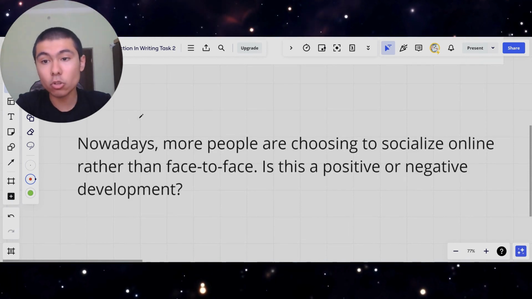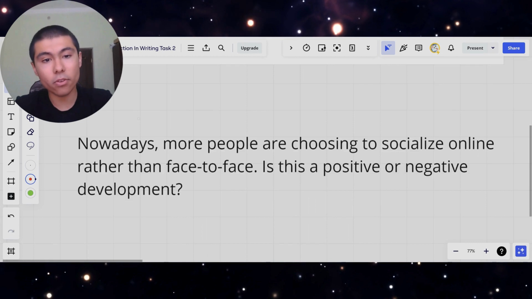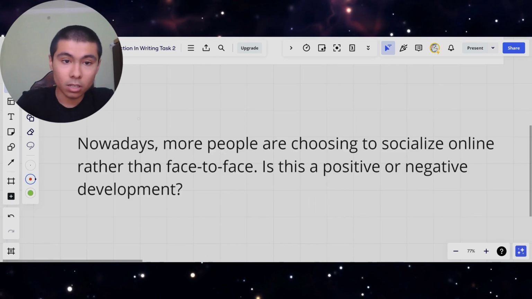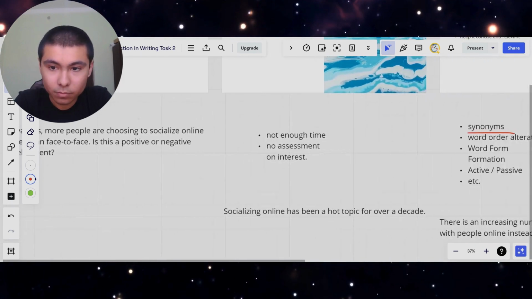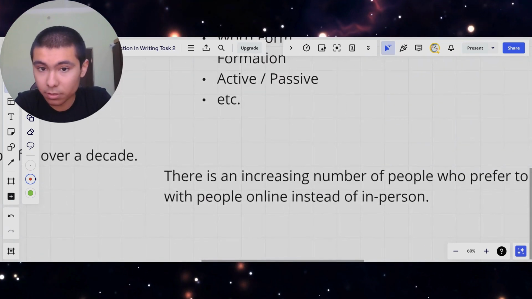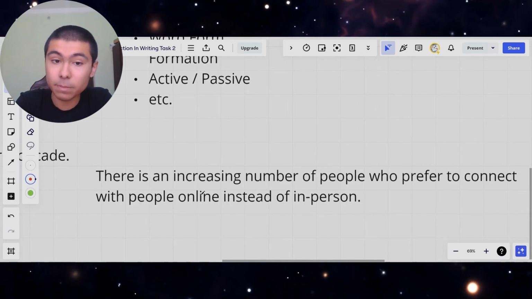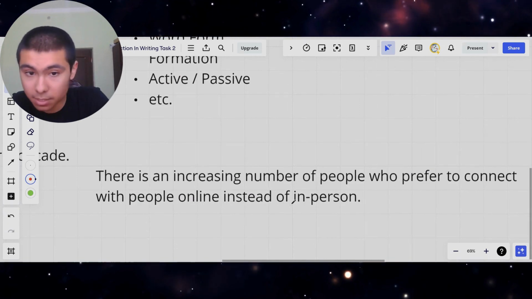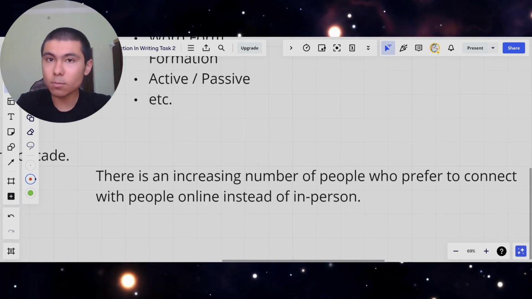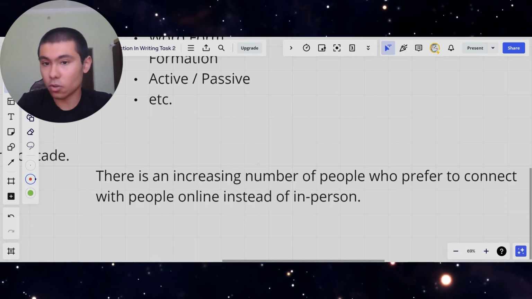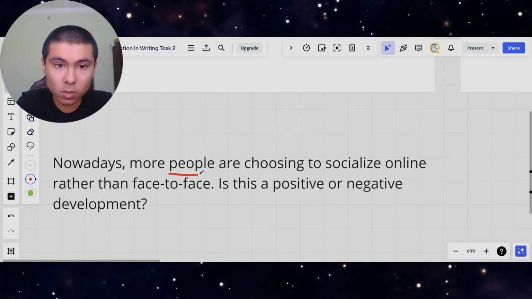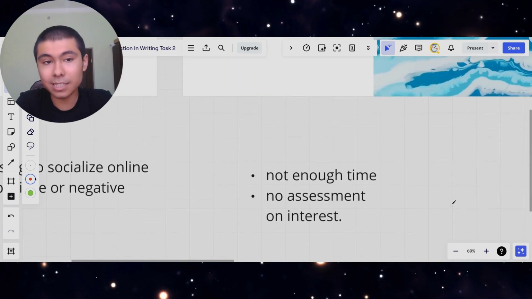Nowadays, more people are choosing to socialize online rather than face to face. Is this a positive or negative development? So, you're going to paraphrase it. There is an increasing number of people who prefer to connect with people online instead of in person. By the way, you can still have some words unchanged. It's okay. For example, people was repeated here, we also have people, but still, it doesn't really matter.